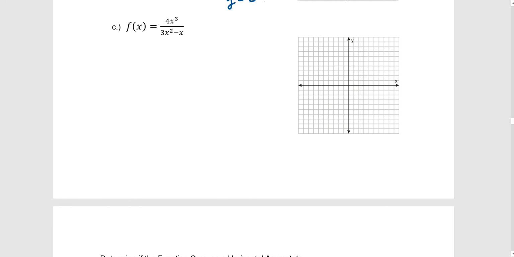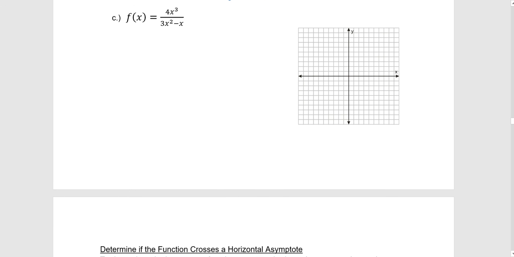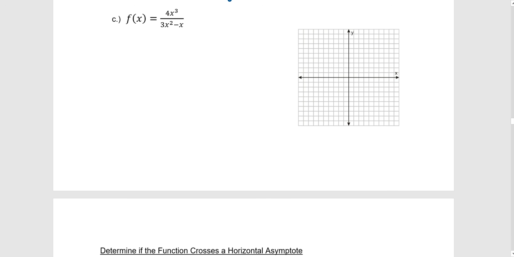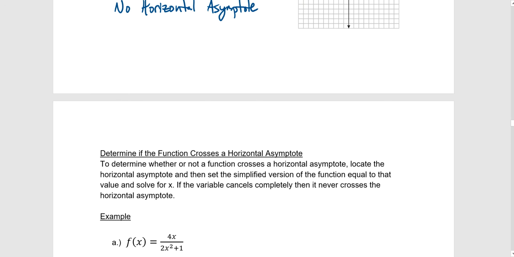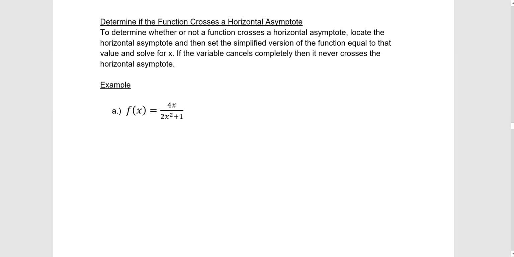Last one here, we have f of x equals 4x cubed divided by 3x squared minus x. So taking a look at these degrees, numerator and denominator, we have x cubed in the numerator, x squared in the denominator. So degree 3 in the numerator is higher than degree 2 in the denominator. So that means there is no horizontal asymptote. Okay, so I'm just going to leave that graph blank over there. Okay, so those are the only 3 options for having a horizontal asymptote.